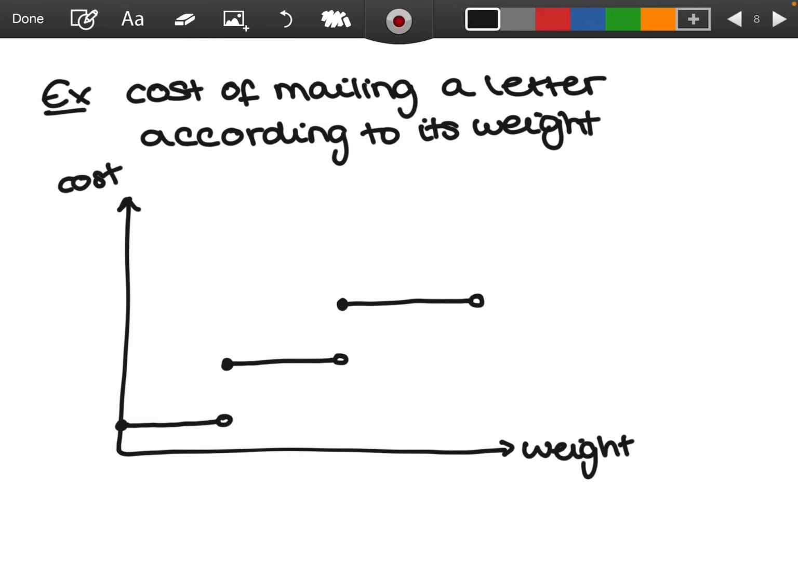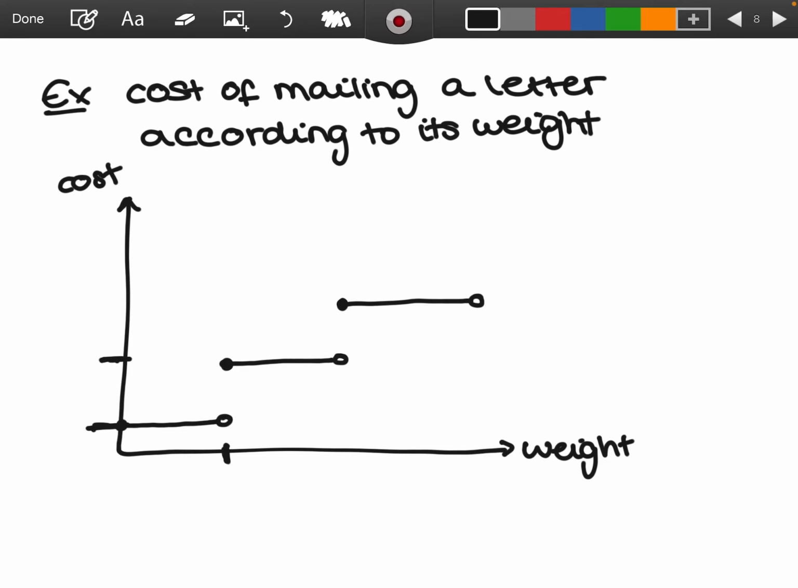So we also see that we have these open circles. That is because once you reach that weight, you have to go up to the next level. So at that particular weight, we are no longer at this cost, we are now at this cost. But I can't have two different y values for that one x value. That doesn't represent a function. So therefore I put an open circle where I am no longer at that particular cost, and I put a closed circle meaning I am now at that cost for that particular x value, for that particular weight.